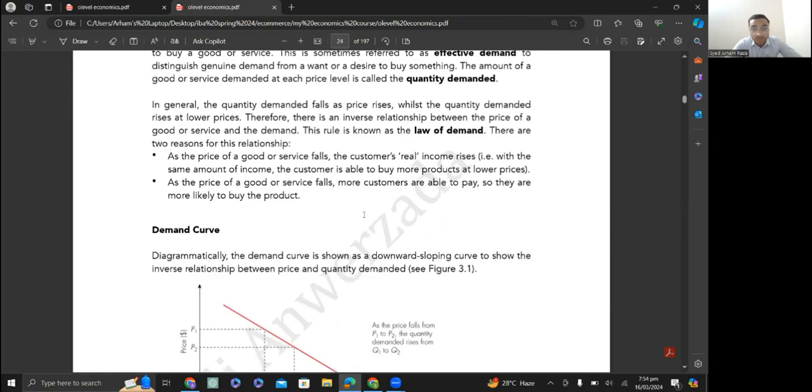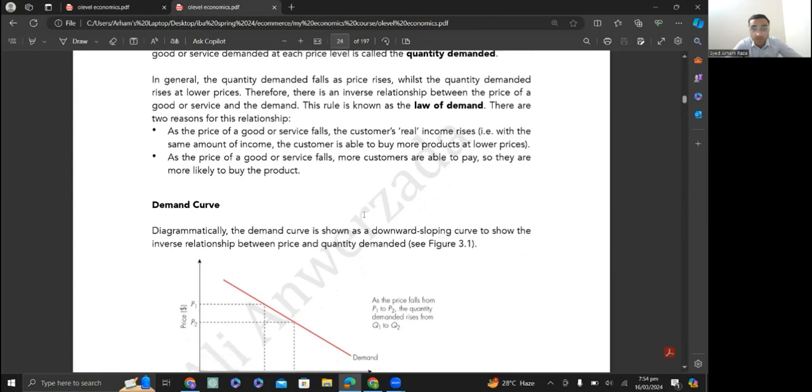So the theory of demand, or the law of demand in other words, says that when you increase the price of a product, its quantity demanded will decrease. So there is an inverse relation between the price and the quantity demanded for any good or any service.